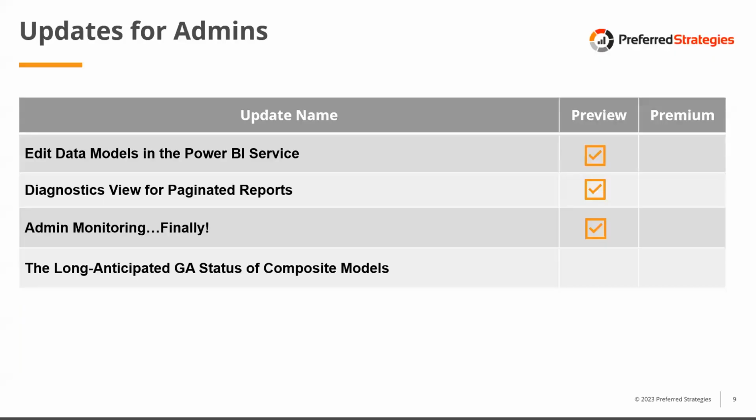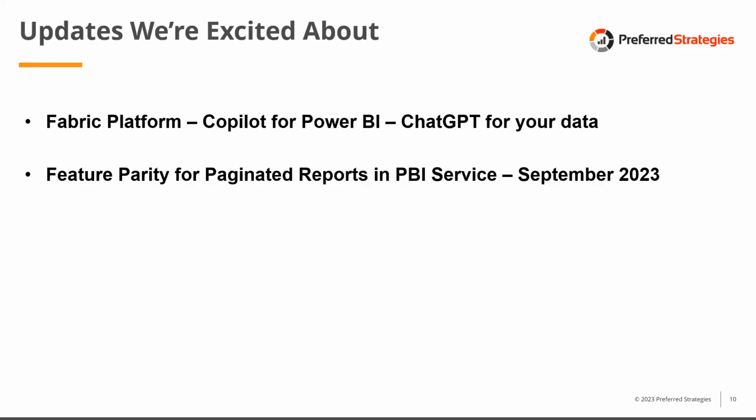Okay, so that wraps up the updates for admins. And so we like to close these presentations out with updates we're excited about. These are really the same as the part one features that we're excited about, and mainly that's around the Fabric platform and the new Fabric features that are being brought into the Power BI platform. And so the first one we have here is the Copilot for Power BI, which is this ChatGPT-like experience for your own corporate data.